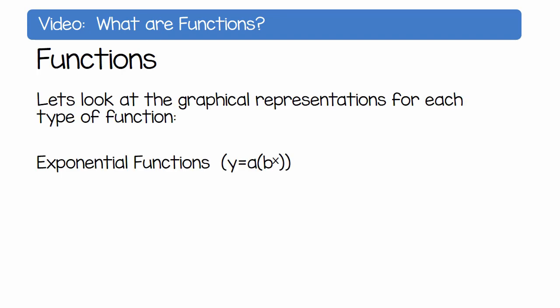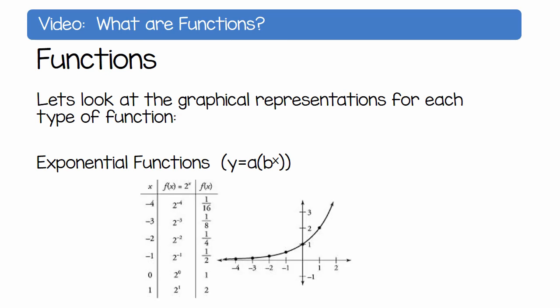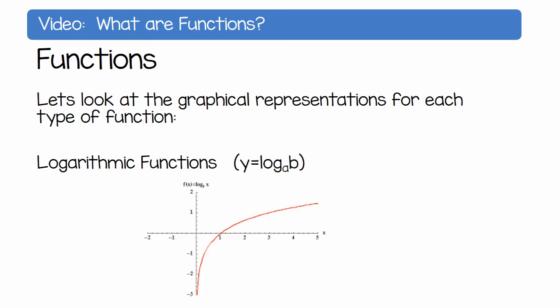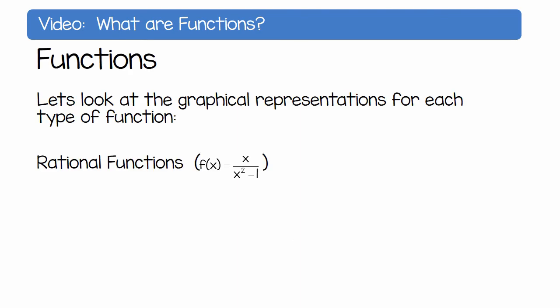An exponential function, y equals a times b to the exponent x. Notice in this type of function, the variable x is the exponent. This shows the graphical representation and the numeric representation. Next, we have the logarithmic function, which looks like an upside-down exponential function. And here we have a rational function.